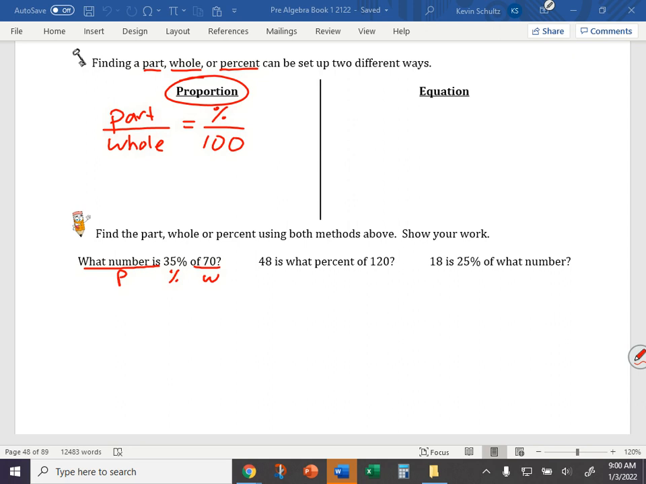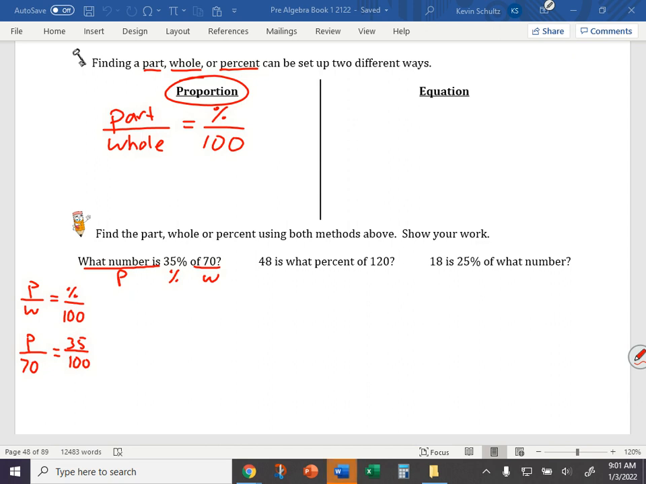So we go to our proportion, which looks like this, part over whole equals percent over 100, and we plug in what we know. We don't know the part, so we're going to keep that as P. We know the whole is 70. It follows the word of. So something out of 70 equals 35, our percentage, over 100. Okay? Something out of 70 equals 35 over 100.